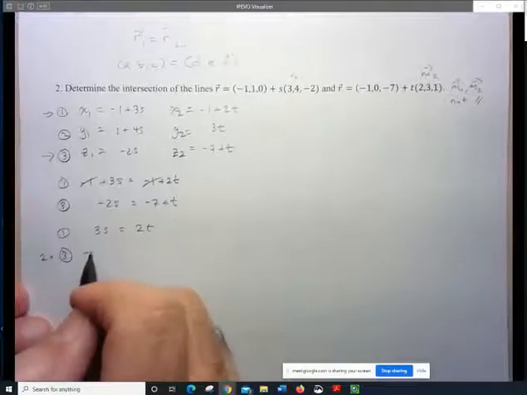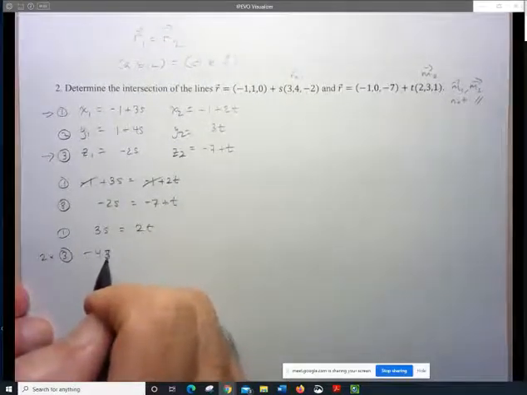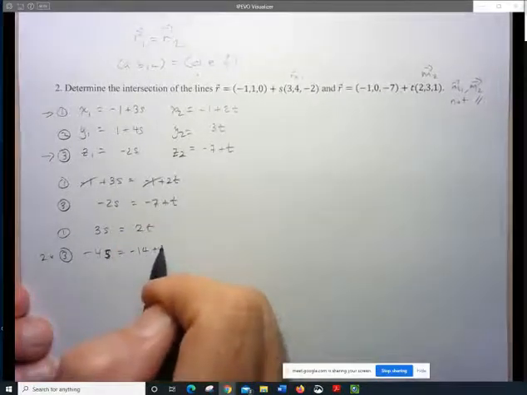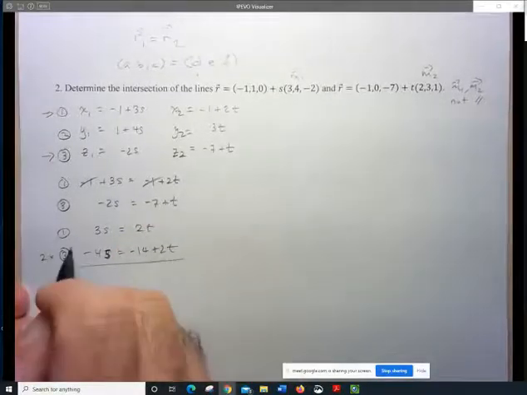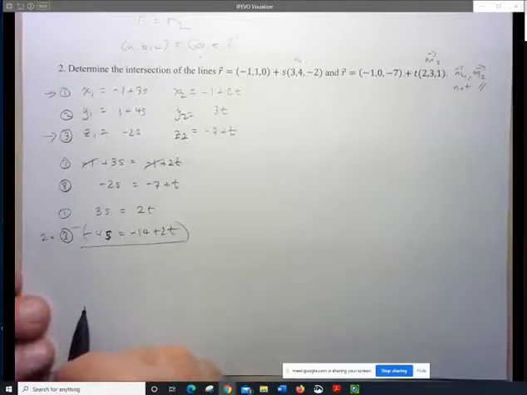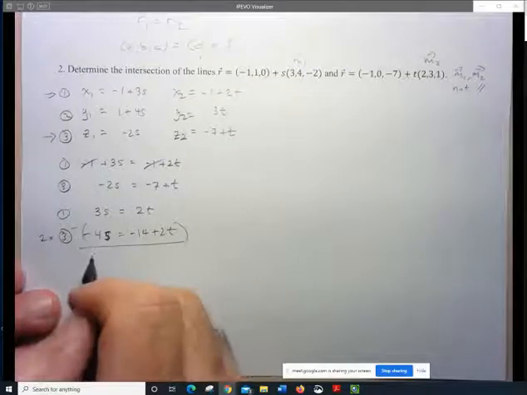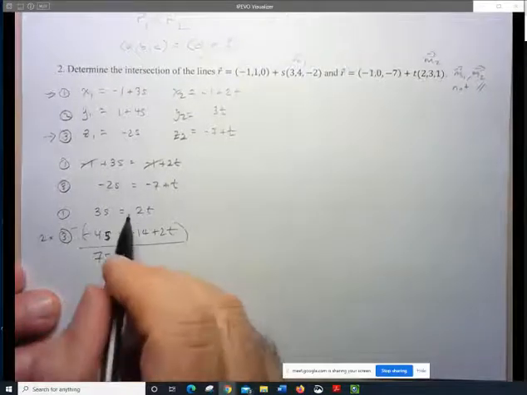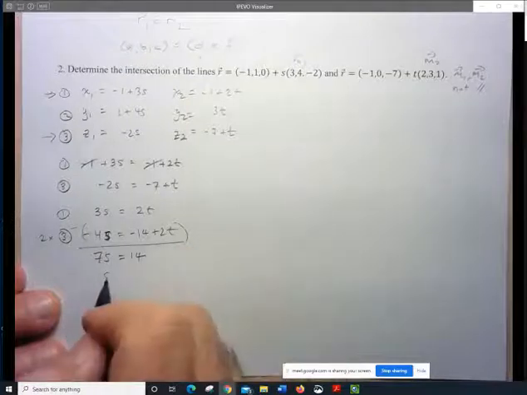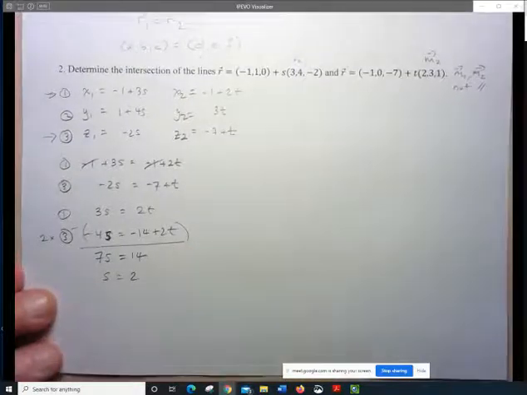Okay, so what do I have? Negative 4s is equal to negative 14 plus 2t. And now I'm going to subtract these two equations to get rid of the t's. So 3 plus 4 is 7s. 0 plus negative 14 is plus 14, and the t's cancel out. So s is equal to 2.